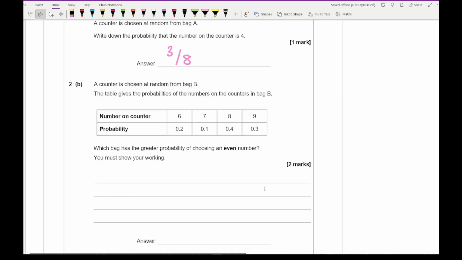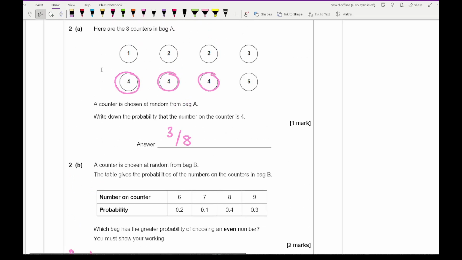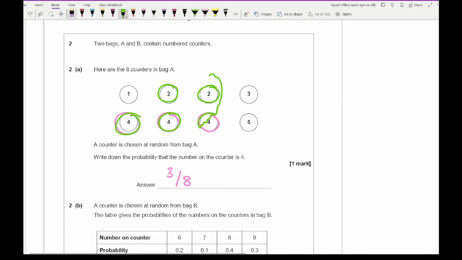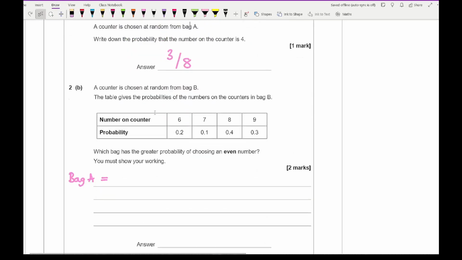Then moving on to question 2b, it says that a counter is chosen at random from bag B. A table gives the probabilities of the numbers of the counters in bag B. Which bag has a greater probability of choosing an even number? You must show your working. So if we go back to bag A, then the probability of selecting an even number is going to be either 2 or 4. So from this, we've got 1, 2, 3, 4, 5, so it's going to be 5 out of 8.